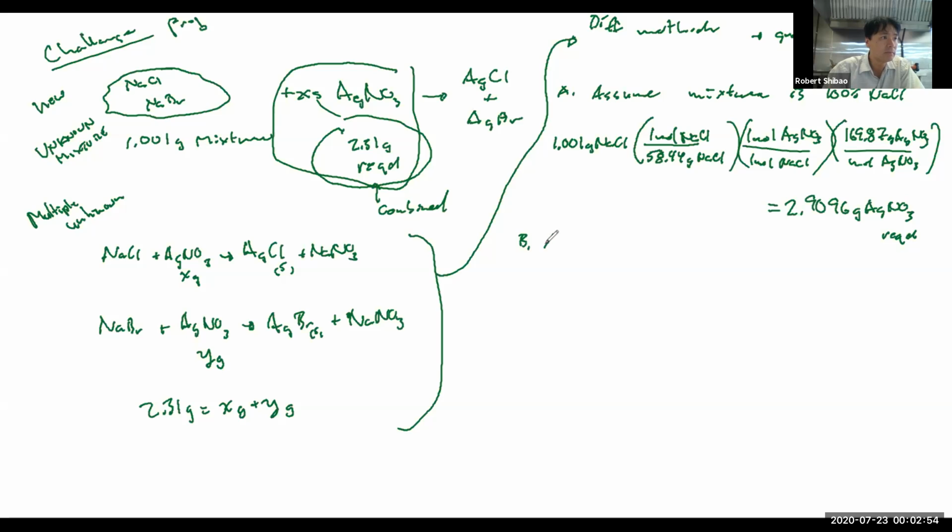Well, let's assume the mixture is 100% sodium bromide. And so all 1.001 grams would be sodium bromide, like that. And then let's take a look. Let me get the molar mass of sodium bromide. 102.89.